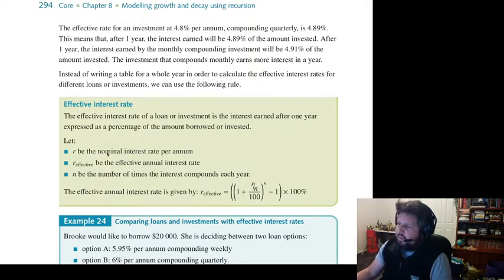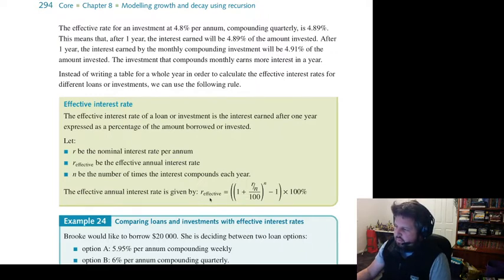It says let R be the nominal interest rate per annum. So remember when we talked about nominal interest rate, that's just the one that's calculated over the whole year or per annum. And they're saying let R effective, with little subscript there, R effective be the effective annual interest rate. So they are different things. And let N be the number of times the interest compounds each year. Cool, that's easy to work out. So to actually calculate the effective annual interest rate, we use this formula.